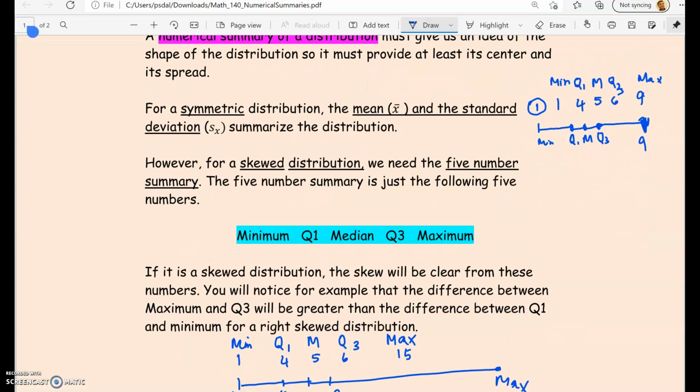Now, if we have the 5-number summary, we can easily see that there is a skew. Let's look at the first example. We have a minimum of 1, Q1 is 4, the median is 5, Q3 is 6, and the maximum is 9. If I graph this, you'll notice that the distance between the minimum and Q1 is equal to the distance between Q3 and the max, and that tells us that it is a more or less symmetrical distribution.